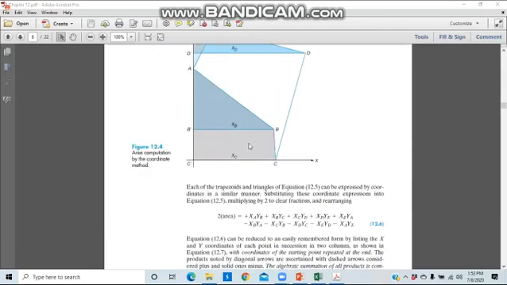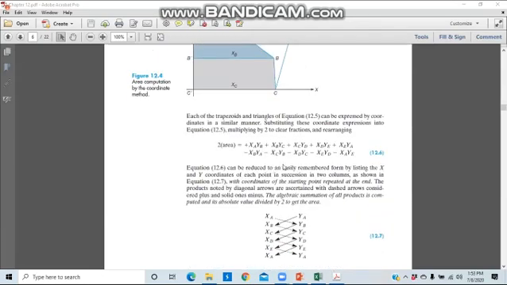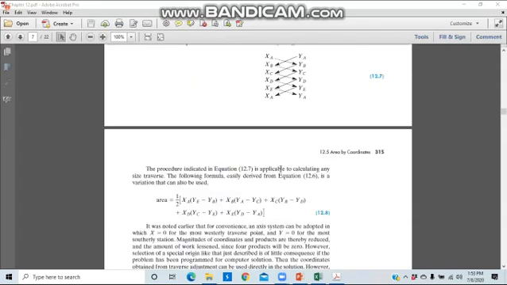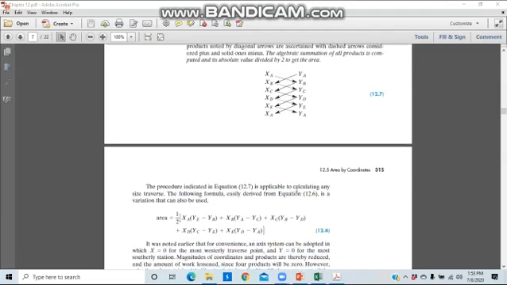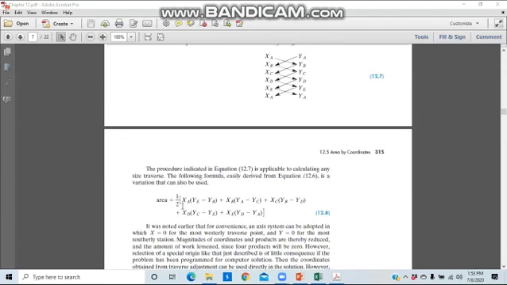Okay, so this is a simple way. If you have coordinates, that's very easy. We will see if in the equation we can do that. The procedure indicated in equation 12.7 is applicable to calculating any size traverse. The following formula, easily derived from equation 12.6, is a variation that could also be used, right?